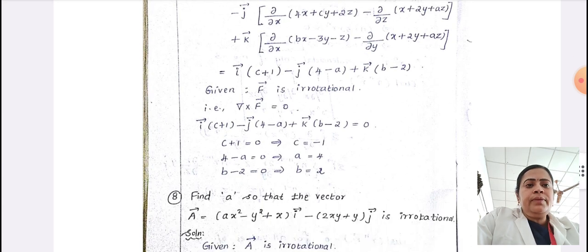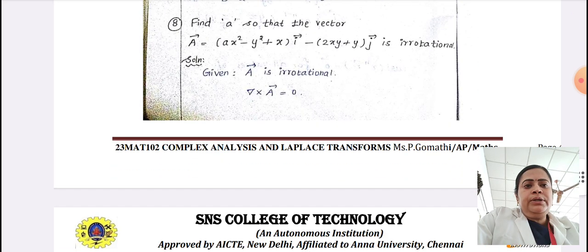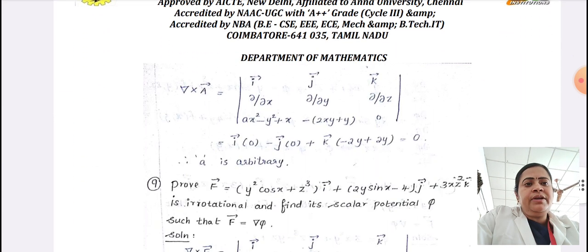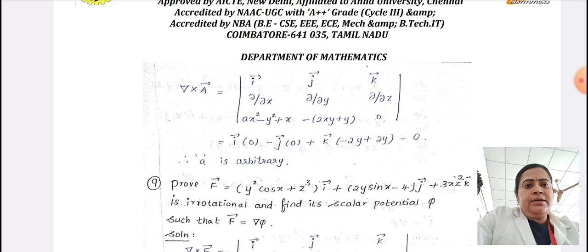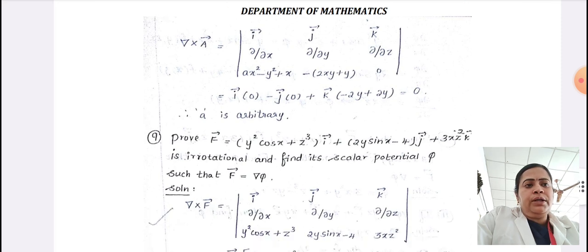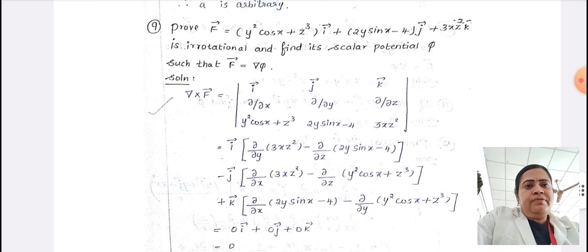Similarly, you can do the next problem: find a so that the vector A equal to (ax squared minus y squared plus x) i vector minus (2xy plus y) j vector is irrotational. Whenever irrotational is given, you have to find del cross A. Del cross A equals 0, then you get the constant a.